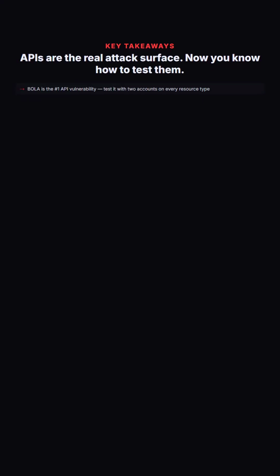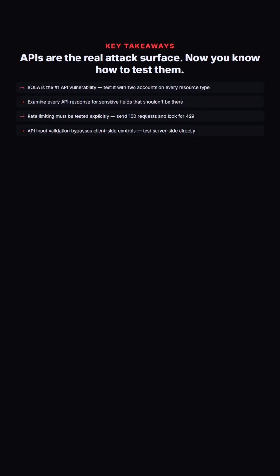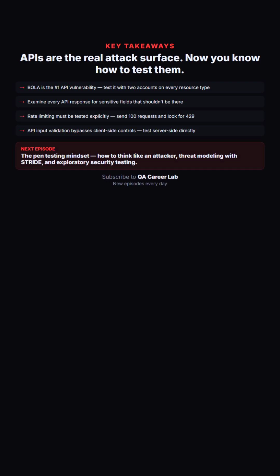Here is what we covered. APIs are the primary attack surface in modern applications. The OWASP API Security Top 10 provides a framework specifically for API vulnerabilities. BOLA, Broken Object Level Authorization, is the most common API vulnerability. Test it by using one user's token to access another user's objects.